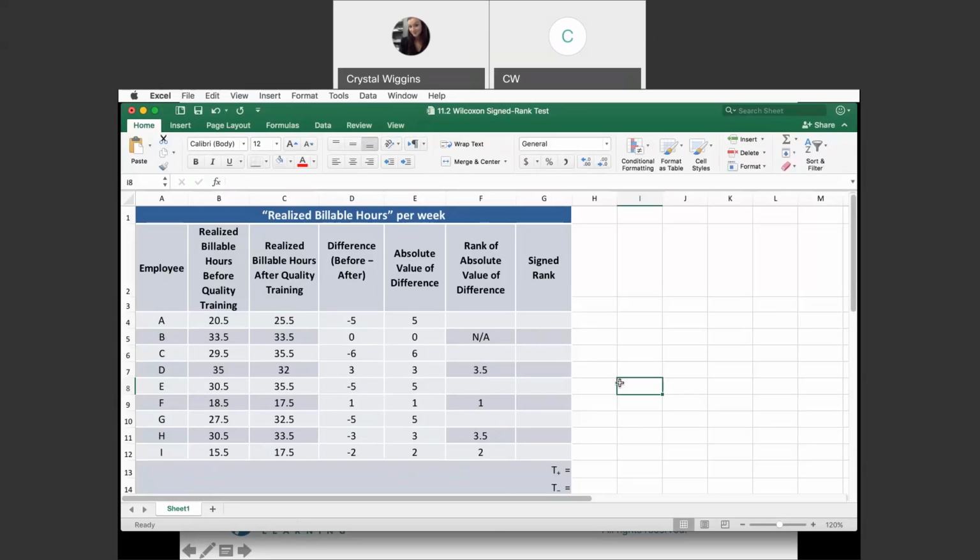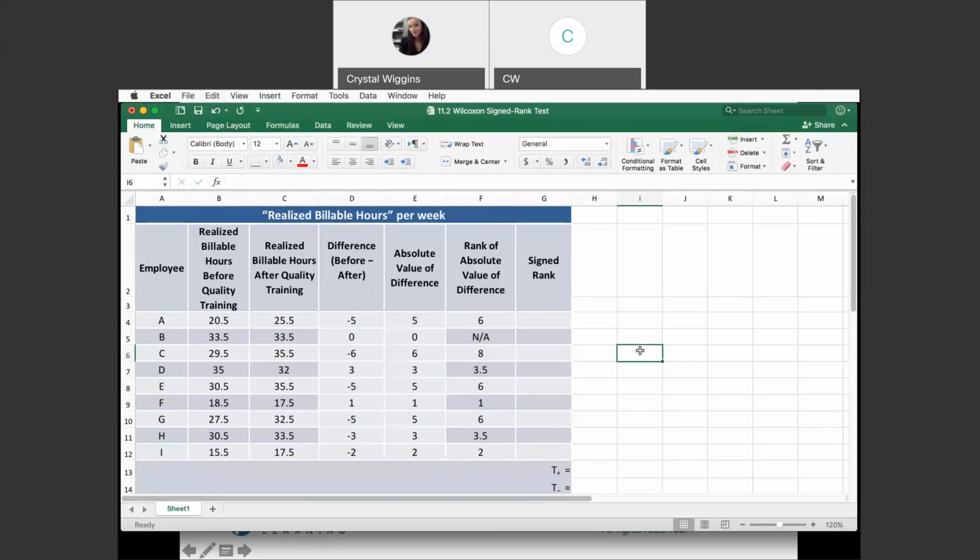Now, the next ranking would be a 5, because we already used 3 and 4, and we applied 3.5 instead. So here, our next value is 5, and there are three 5s, and those would use up the rankings of 5, 6, and 7. If we add 5 plus 6 plus 7, we would then divide by 3, and we'd get an average of 6. So all the data values of 5 are going to be ranked the average rank 6. And then, since we used 5, 6, and 7, this one gets ranked an 8, the next rank.